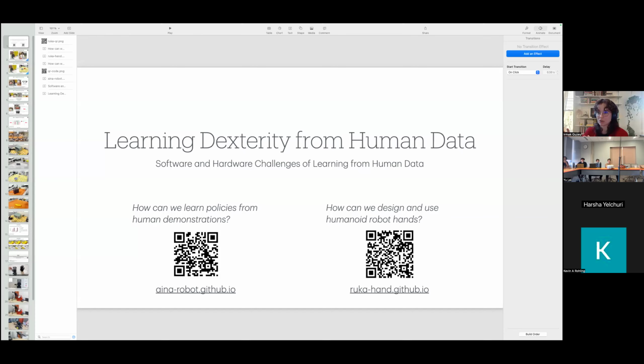The majority of my research nowadays has shifted from learning for robotic hands necessarily to also include learning from human data. Today I want to talk about two of my recent works. The first one is how can we learn policies from human demonstrations, egocentric and in the wild human demonstrations. And the second part is how can we actually design and use humanoid robot hands such that this human data embodiment gap, morphology gap, is as close as possible.